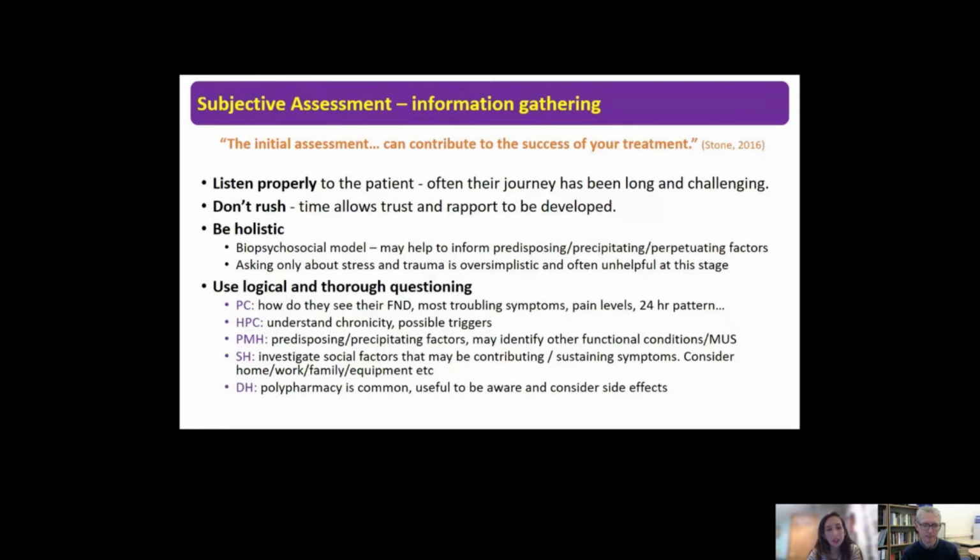And drug history, it's not that you need to understand every drug that the patient comes out with, but I think it's good to have an awareness of the amount of polypharmacy that's out there and to understand the side effects of some of those drugs. So, you know, things like dry mouth or poor digestion could be a result of the drugs as opposed to the FND.